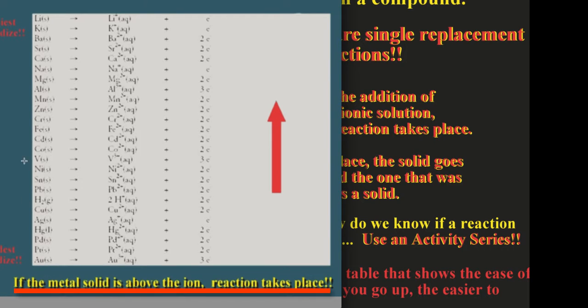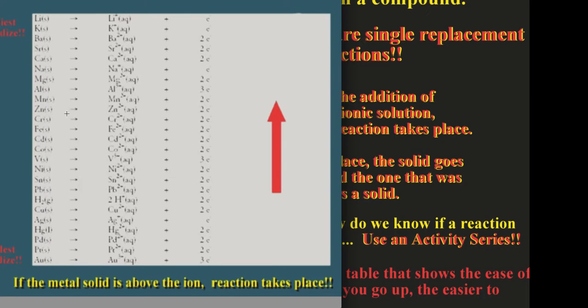What does it mean? Well, if our solid is way up here and our cation that's in the solution is down here somewhere, then yes, the reaction will take place. Again, if the metal is above the ion, the reaction takes place. But if the ion is up here and the metal's down here, it's too hard to get those electrons off that solid to give to the solution. So no reaction takes place.